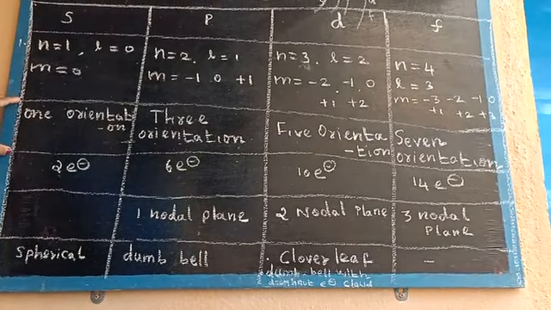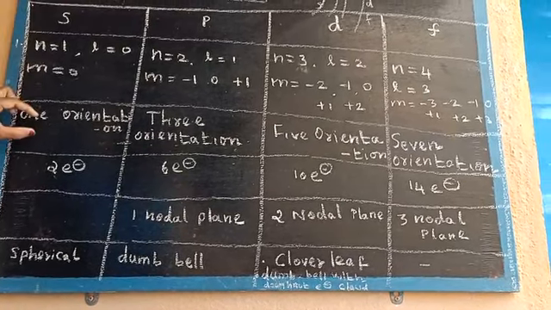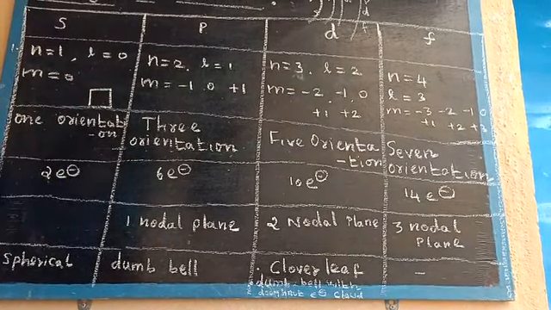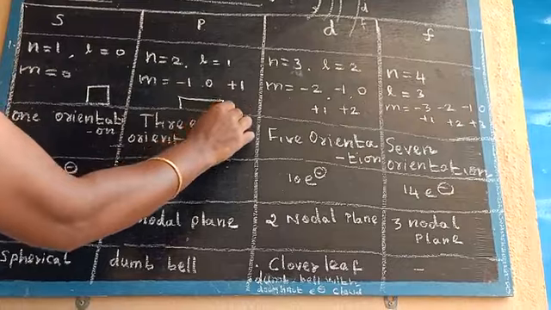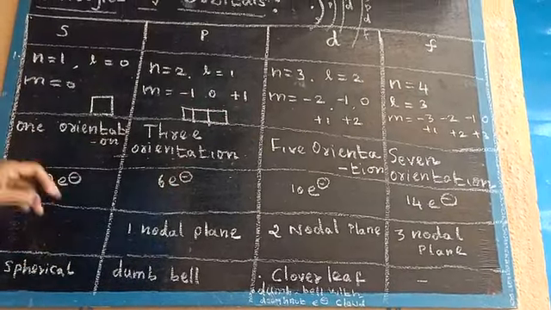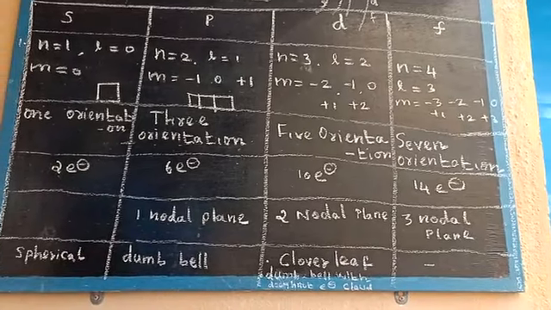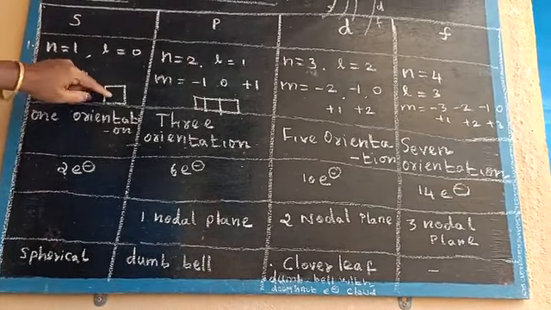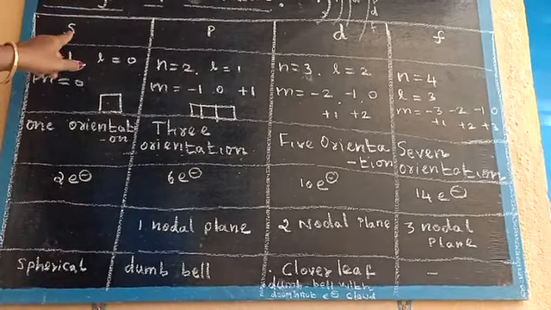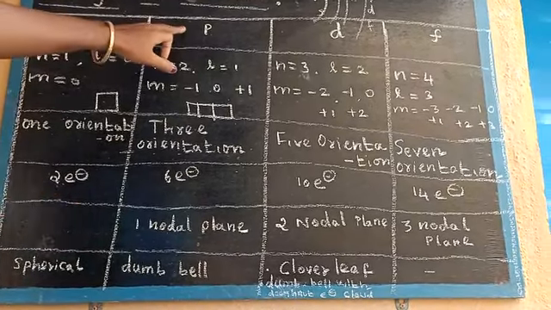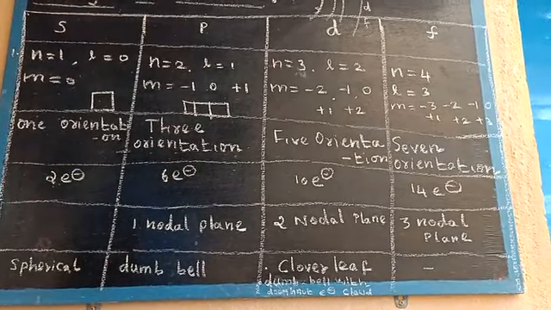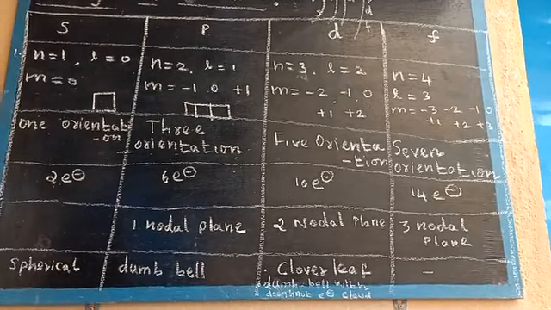Next one, talk about the orientation. The s orbital has one orientation, represented as only one box. Here 3 orientations in p orbital. Here 5 orientations in d orbital. Here 7 orientations in f orbital. Here, how many electrons are possible if we count? The s orbital 2 electrons, p orbital 6 electrons, d orbital 10 electrons, f orbital 14 electrons.